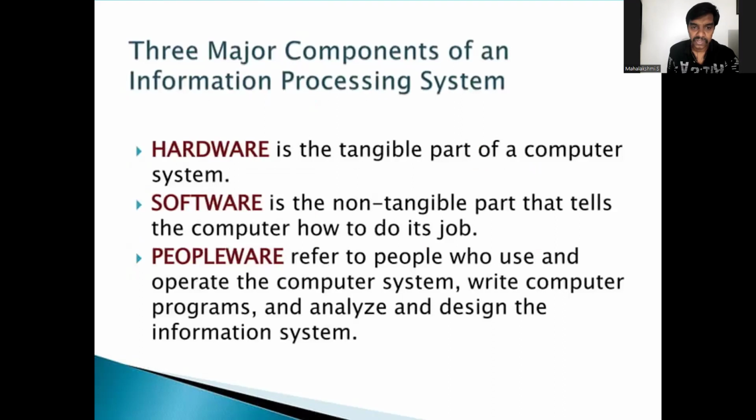Three major components of the information processing system have been given here. One is hardware, number two is software, and number three is people. Hardware is the tangible part of the computer. Software, by comparison, is the non-tangible part of the computer, telling it how to do its job. The next one is peopleware, which refers to the people who use and operate the computer systems, program, analyze, and design information systems.